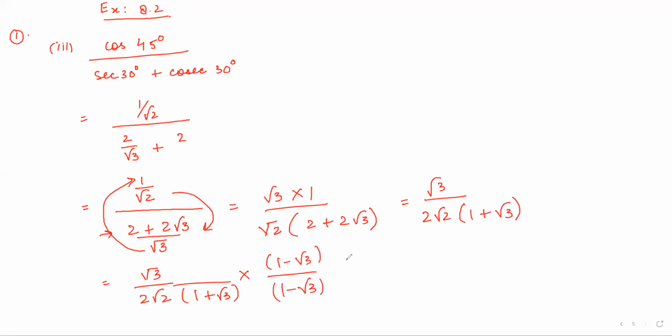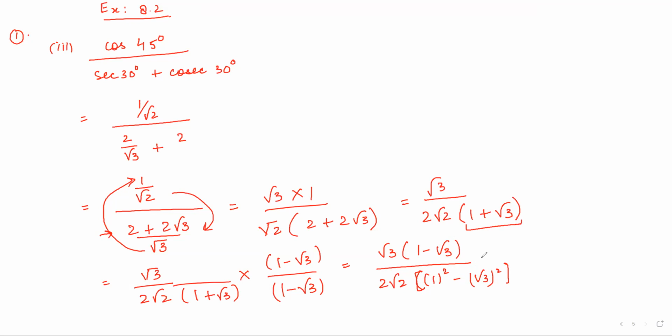Fine? Okay. So in the numerator, I get under root 3 into 1 minus under root 3. And in the denominator, this 2 under root 2 will remain. This will become a plus b into a minus b, that means a square minus b square, correct? So this will become 1 square minus under root 3 square. We are rationalizing the denominator, right? Because I have 1 plus under root 3 here, I want to remove this root 3 term from the denominator.